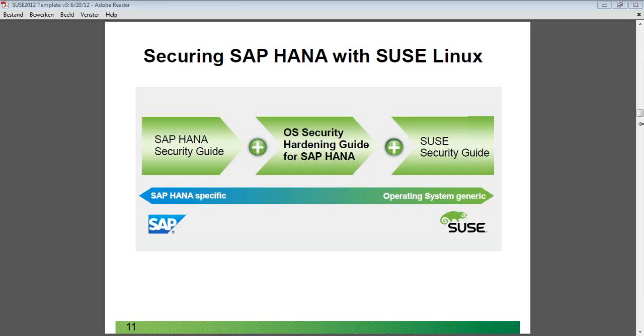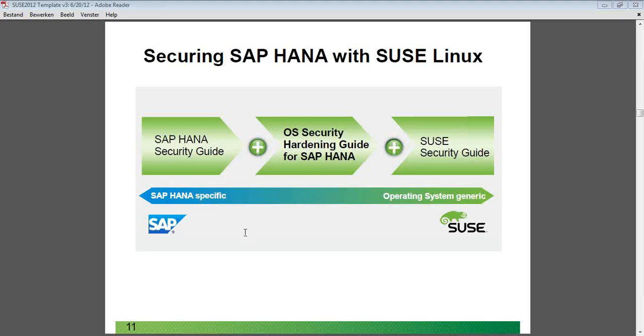For SAP HANA, there is already a very good security guide available. It's the SAP HANA Security Guide. You can download it from the SAP HANA documentation download page, and this security guide is very detailed, but it only covers everything around SAP HANA: the HANA configuration, the user configuration, access restrictions, data encryption, everything around SAP HANA.